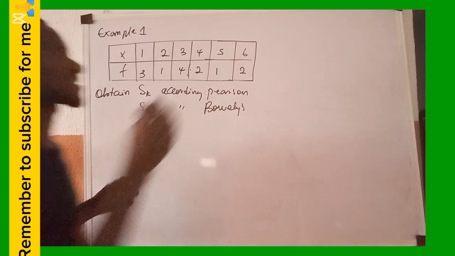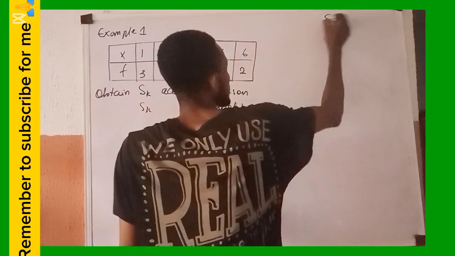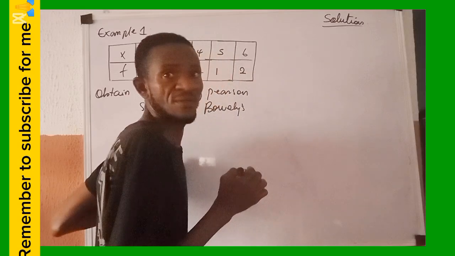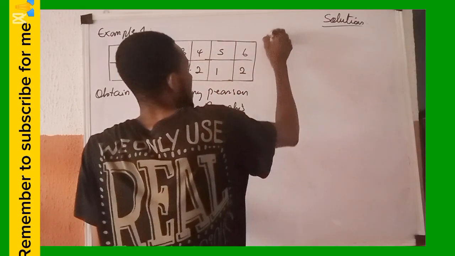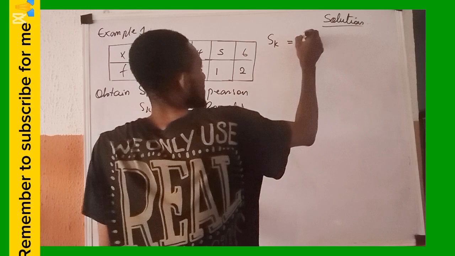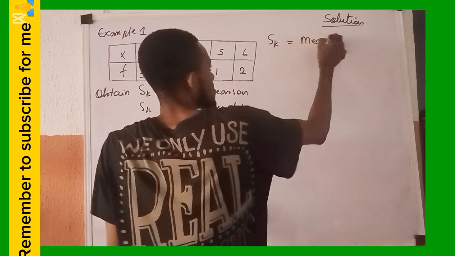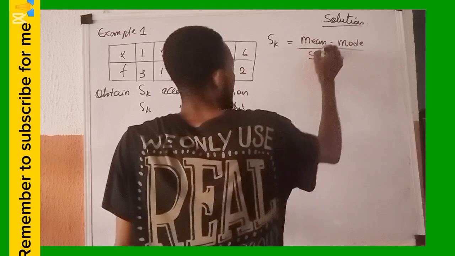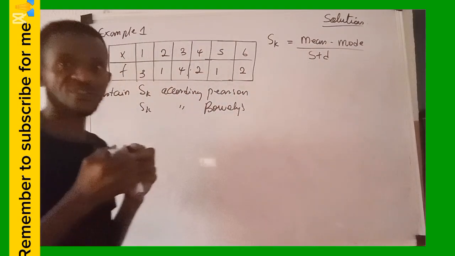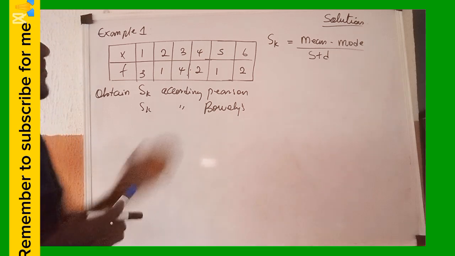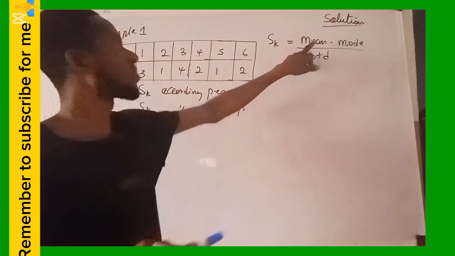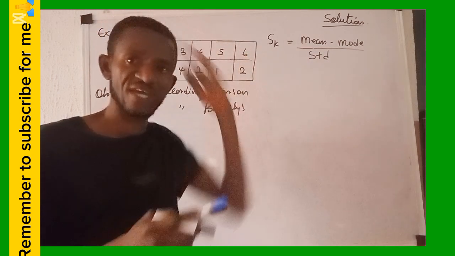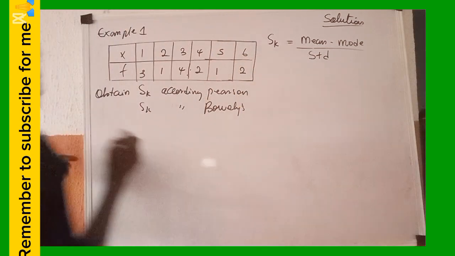Pearson. Pearson says, so as a way of solution, that its own formula is S subscript K is given as mean minus mode all over STD. This STD stands for standard deviation. So by implication, for me to calculate this, I need to get the mean, I need to get the mode, and I need to get the standard deviation. Okay? So for that reason, you can come and do something like this.